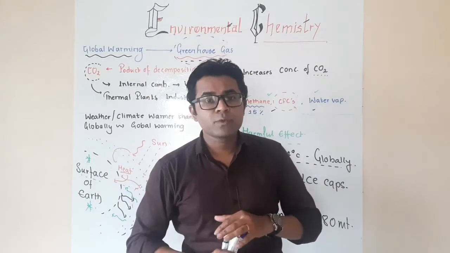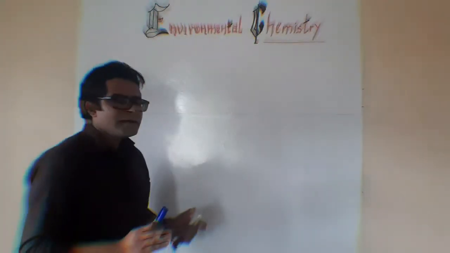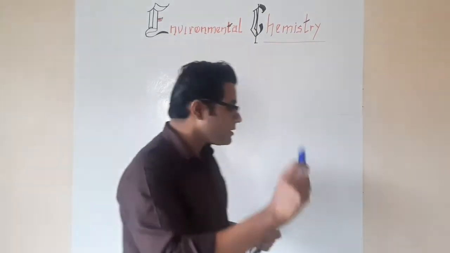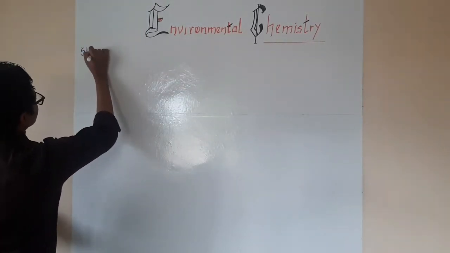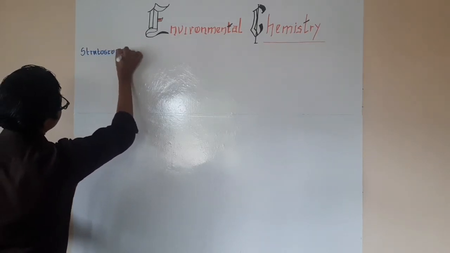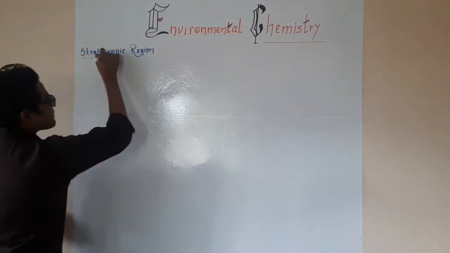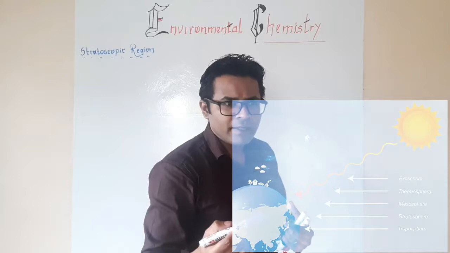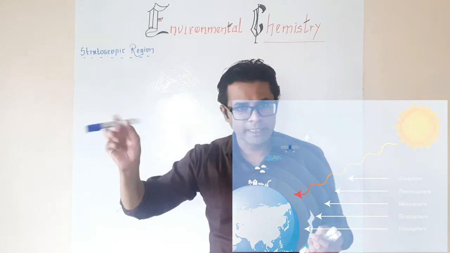Let's see the next type of pollution, and that is going to be stratospheric pollution. The next point of discussion is stratospheric pollution. I hope you remember the stratospheric region. It is a region above the troposphere, extending from an altitude of 11 kilometers to 50 kilometers.